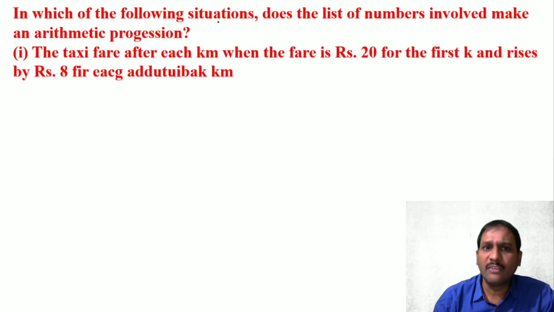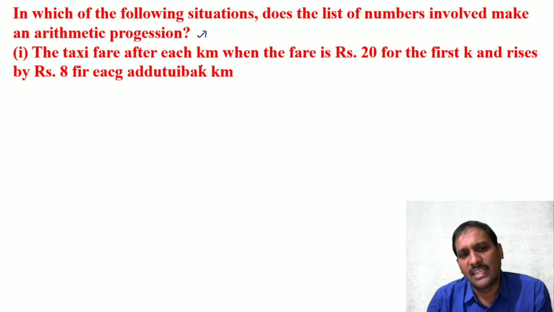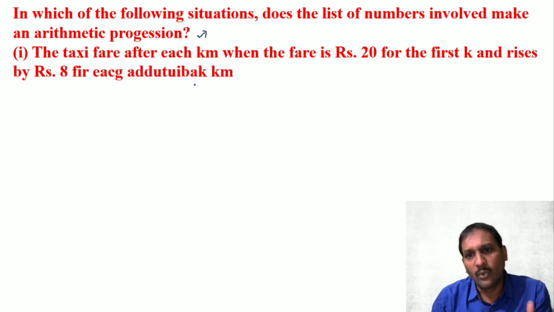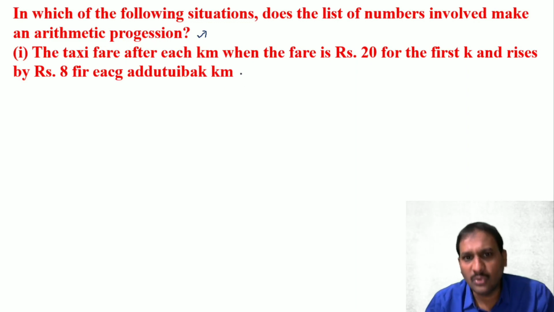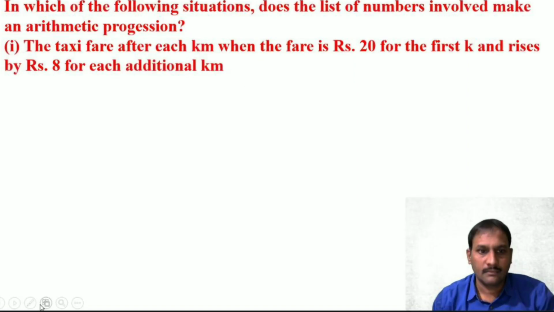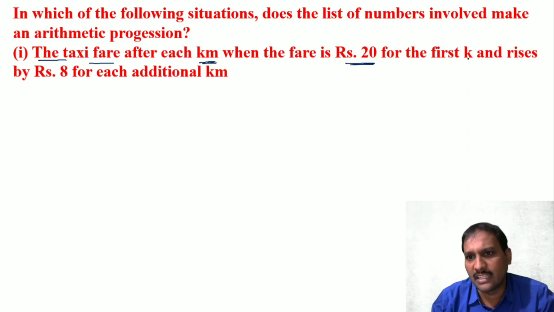Now, in which of the following situations does the list of numbers involved make an arithmetic progression? So here they have given some situations. We have to check whether the numbers involved in those situations will form an AP or not. Okay. The first situation is the taxi fare after each kilometer, when the fare is rupees 20 for the first kilometer and rises by 8 rupees for each additional kilometer.